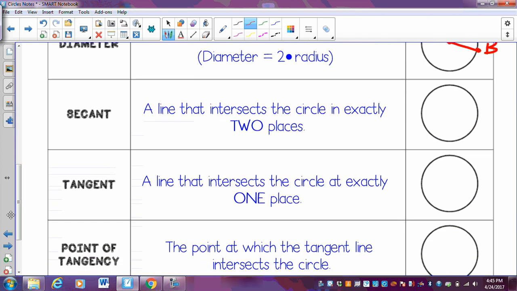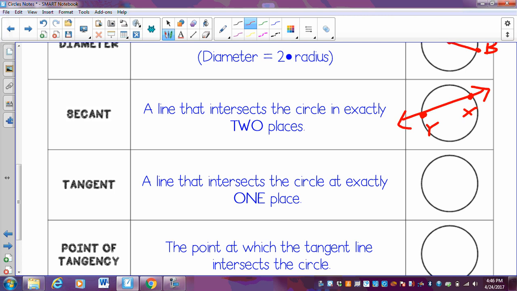Next we have a secant. So a secant is a line that intersects the circle in exactly 2 places. So it's kind of like a chord that's extended. So if I put this line that goes through here, do you see how it intersects the circle here and here? That's what makes it a secant. So I'm going to call this point Y and this point X. So that is what a secant does. It intersects the circle in 2 places.